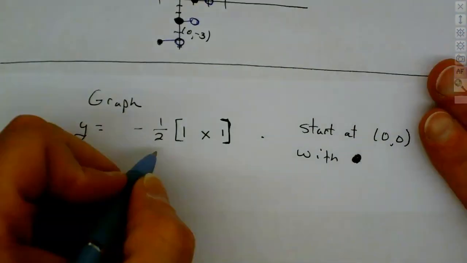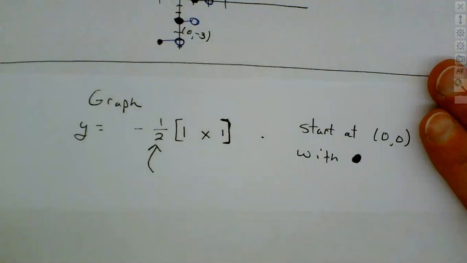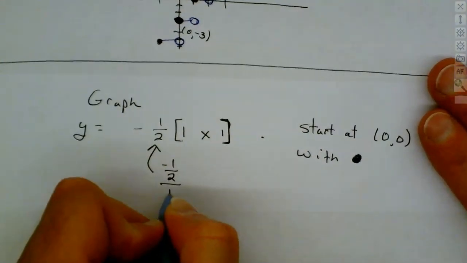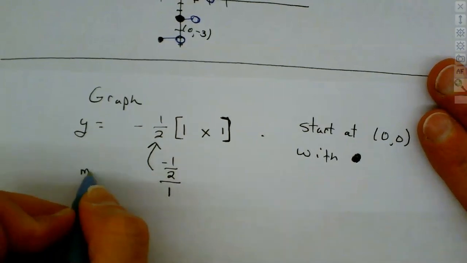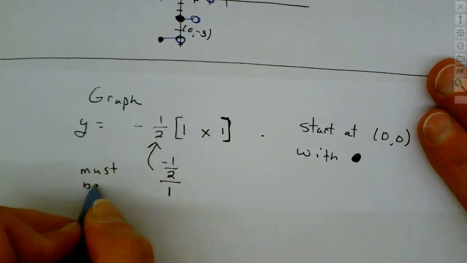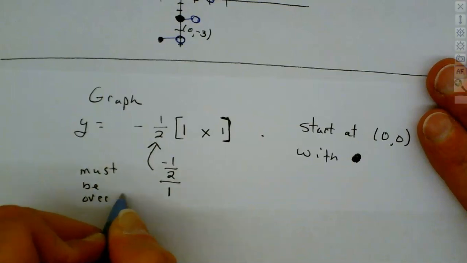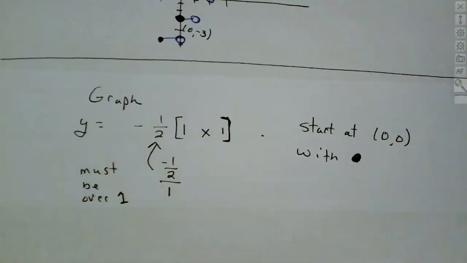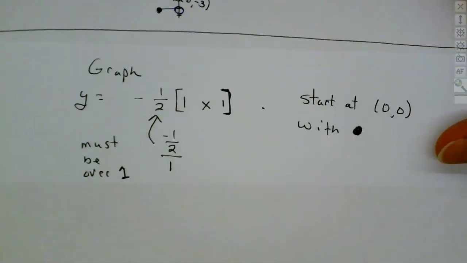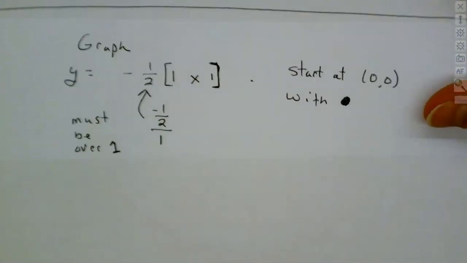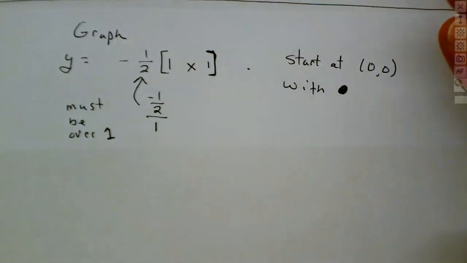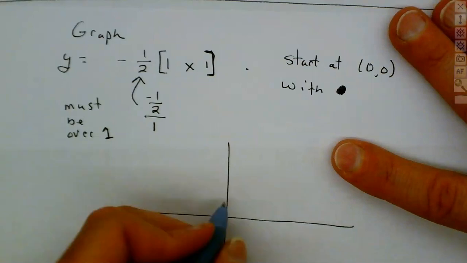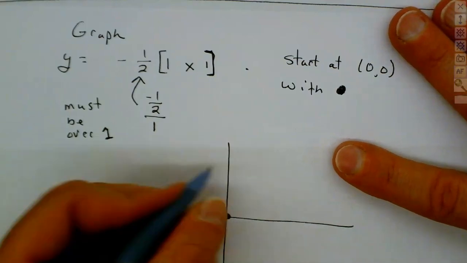Very, very important on these as well, that when you look at that minus 1/2, that's going to be minus 1/2 over 1. It must be over 1. So it has to be over 1. So you always go forward 1 unit. Now we know that our case of stairs should be going down.